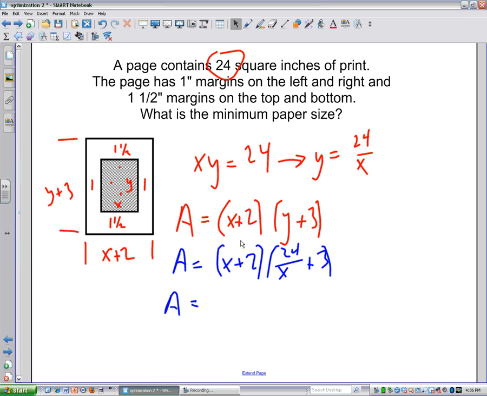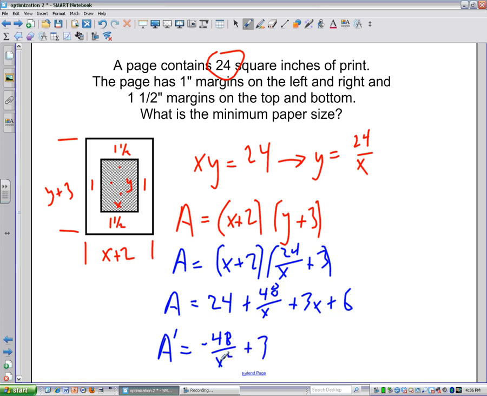So x times 24 over x is 24. Inside we've got 48 over x. Outside is going to be 3x. And my last is going to be 6. So I want to find the derivative of that. I could do 24 plus 6 is 30 and take the derivative, but I know they're both constants, so they're going to go away when I'm done here. So my derivative, A prime, is going to be what? Probably negative 48 over x squared. Stop and think if you're not sure. Plus 3. So we're going to look for when negative 48 over x squared plus 3 is equal to 0.